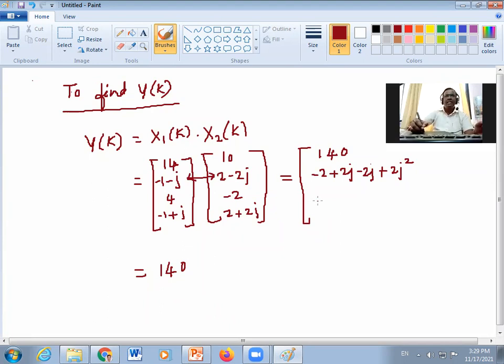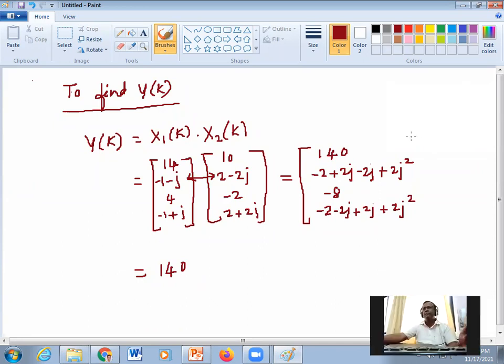Okay, and then minus 8, and after that minus 1, so this gives minus 2j. So multiply with minus 1, then plus 2j, then again plus 2j square, plus 2j square. Okay. Is the multiplication correct or did something go wrong here? Are you with me? Yes sir. Okay. So now let us simplify this again.